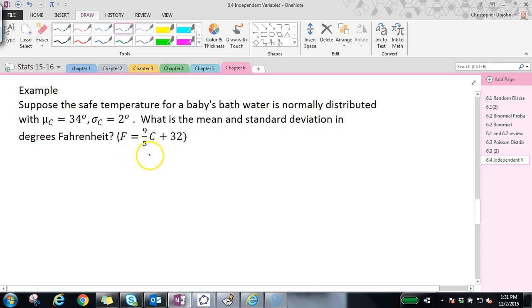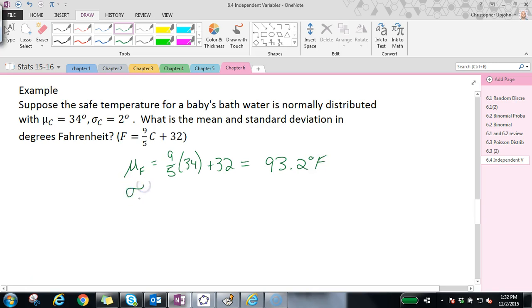So when we're changing this, we're multiplying and adding by constants. It's not a new set. So to get a mean of the Fahrenheit, this is like our first example, you multiply the old mean, 34, by whatever you're multiplying by, 9 over 5, and we add 32. So really, you just kind of plug it in that formula. Very straightforward, nothing confusing there. So 93.2 degrees Fahrenheit is our average bath water in Fahrenheit.